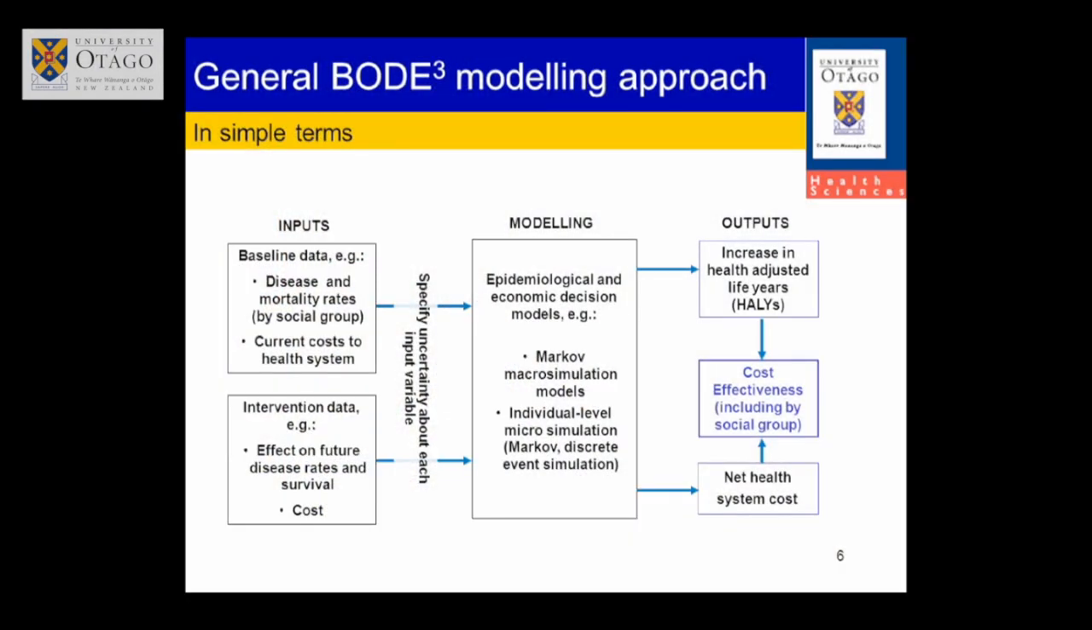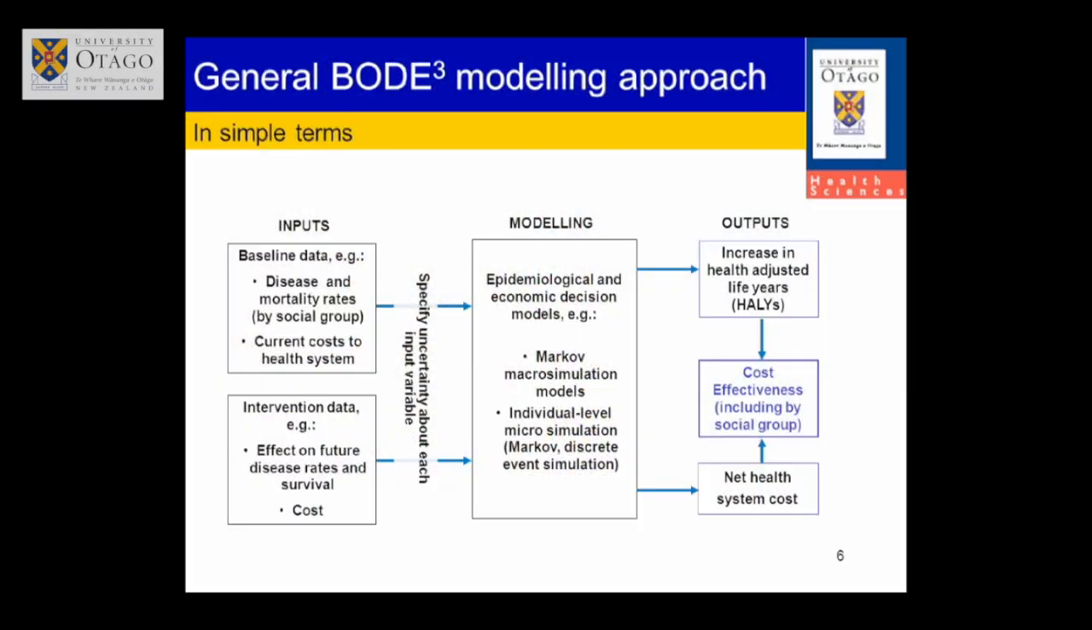Now, we have a general approach to modelling, and this could be applied all over the place. So this is the general BODE approach. What we're trying to get to is the cost effectiveness at the end of it, including by social group. And we do that by working out things called HALYs, health adjusted life years. They are very similar to QALYs, except that we allow for population morbidity and we use disability weights rather than utilities. But given the plethora of possible utilities, disability weight's really just another utility. So it's really not that much difference from QALYs. I'll show you some subtle differences as we go through the presentation. Now, we also got the net costs here.